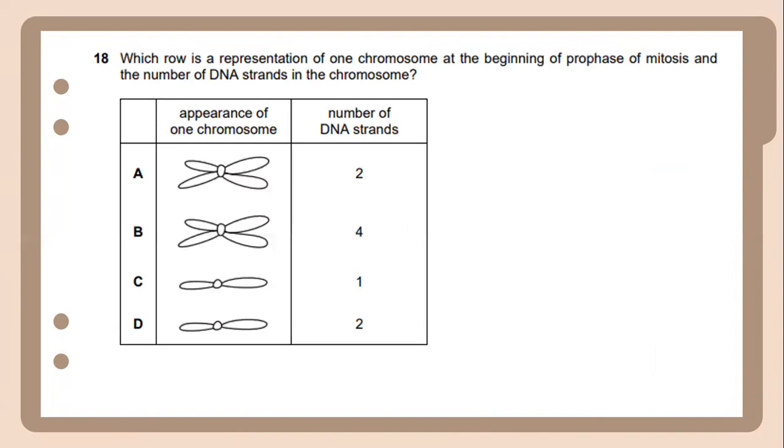Which root is a representation of one chromosome at the beginning of prophase of mitosis and the number of DNA strands in the chromosome? The answer will be 4.